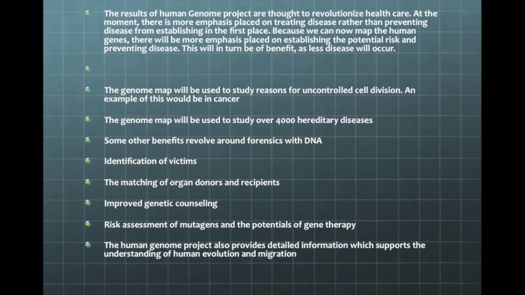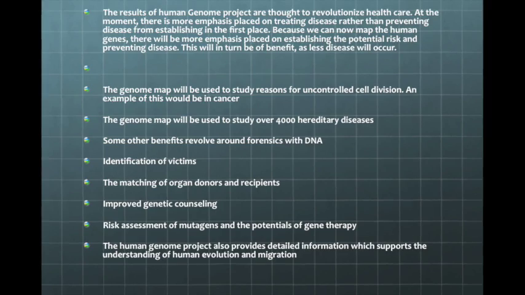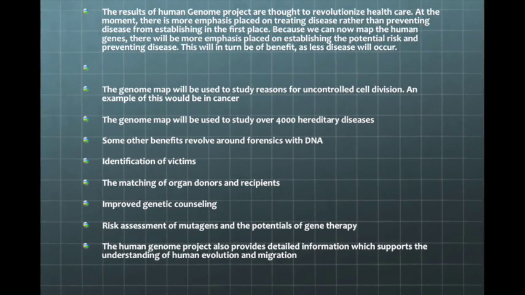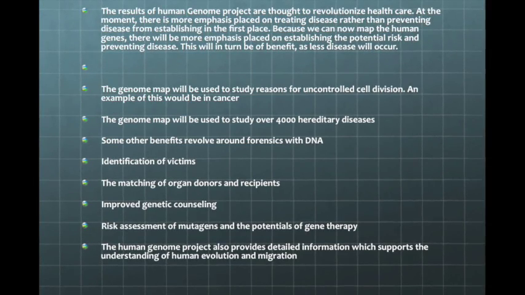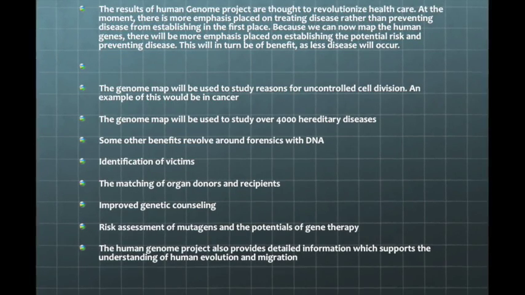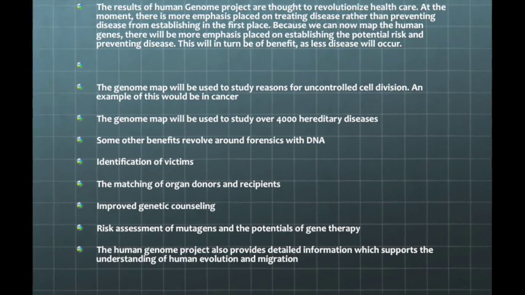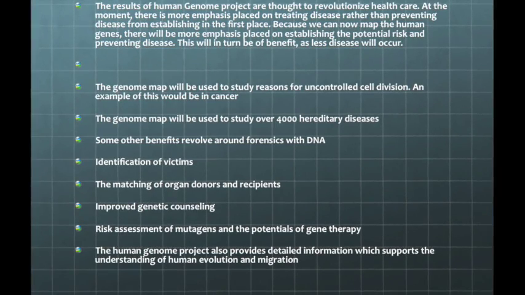The results of the Human Genome Project are thought to revolutionize healthcare. At the moment, there is more emphasis placed on treating disease rather than preventing disease from establishing in the first place. Because we can now map the human genes, there will be more emphasis placed on establishing the potential risk and preventing disease. This will in turn benefit as less disease will occur.